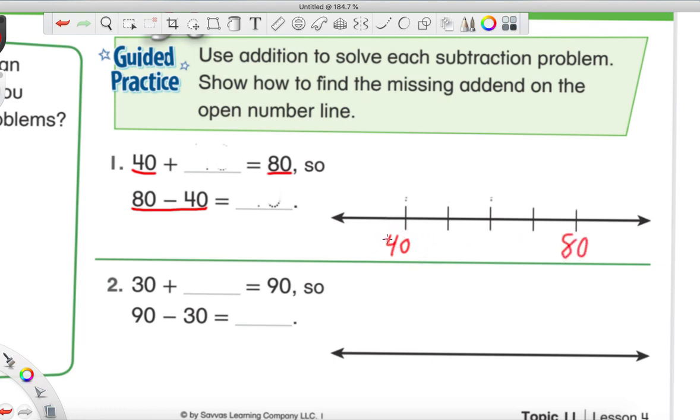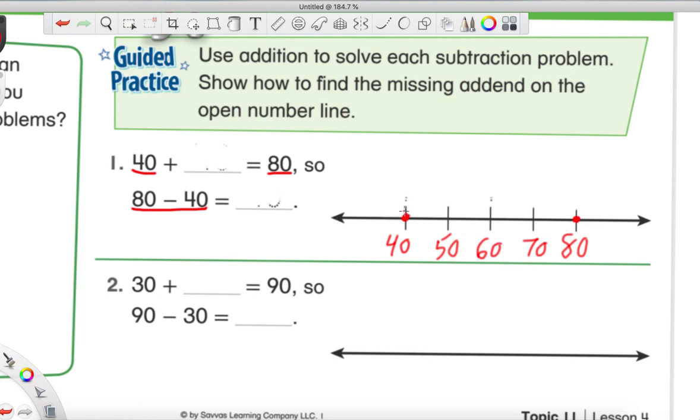So 10, 20, 30, 40, 50, 60, 70, and then we have 80. And now that's all filled. That's probably one of the toughest parts. That's it. And now all we're going to do next is, I like to put my little dots where I'm going to start and where I'm going to end, okay? So I know when to stop. And all we're going to do is count the jumps.